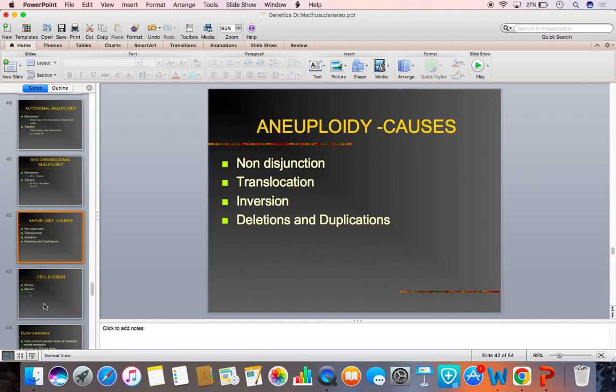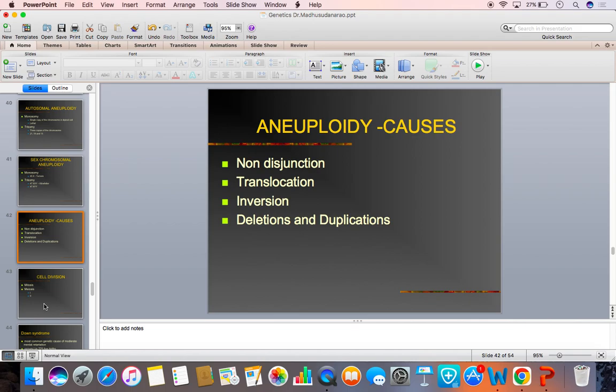Non-disjunction means the pairing of the chromosomes prior to the cell division and they are not moving to the opposite poles. They move together, thereby resulting in aneuploidy in one of the cells during cell division. This is because of the stickiness of the pair of chromosomes. This situation is called non-disjunction.